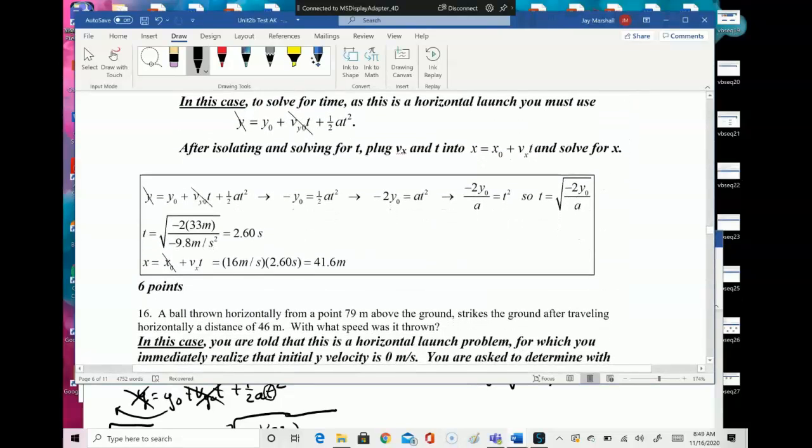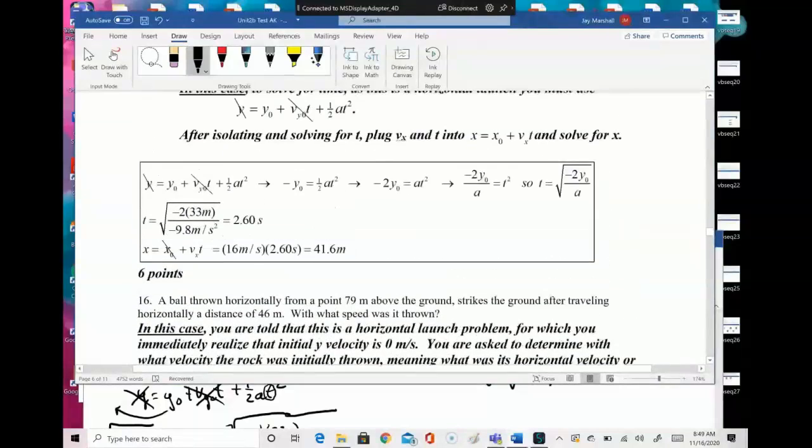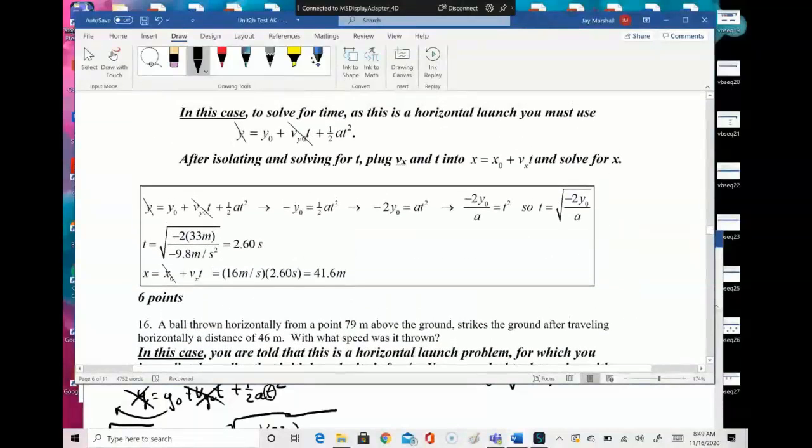Okay, and this is what we did. So that equaled 2.60 seconds, and then I just plugged that back into my original equation, and that equals 41.6 meters. So it landed 41.6 meters. Any question about those two problems? Okay, we're all still acing this, right?